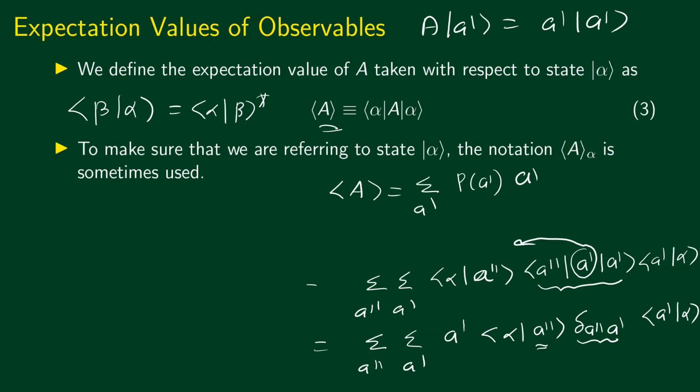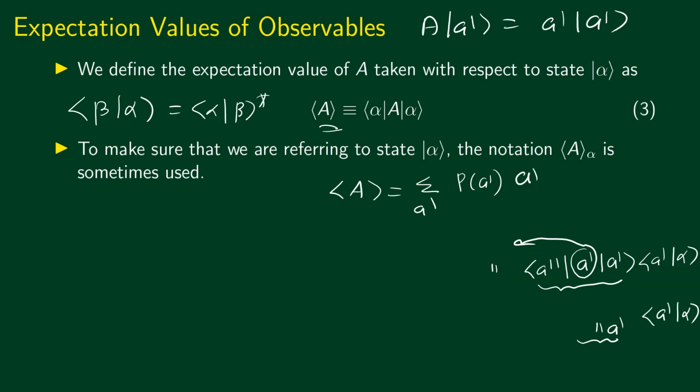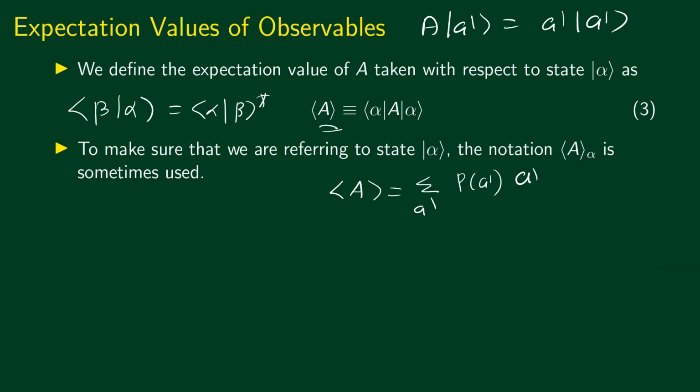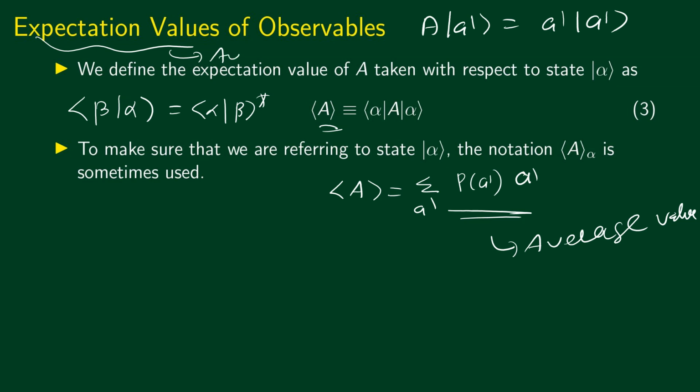What we mean by an expectation value is actually a weighted sum of the eigenvalues. Each eigenvalue is weighted by its probability. Now this is exactly what we call an average value. This means that expectation value actually means average value.